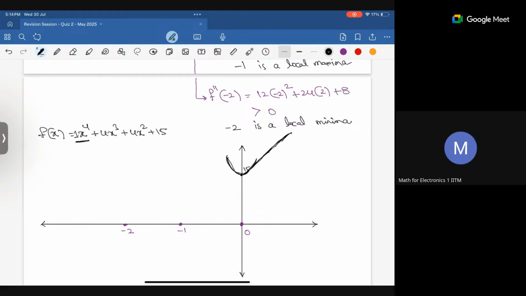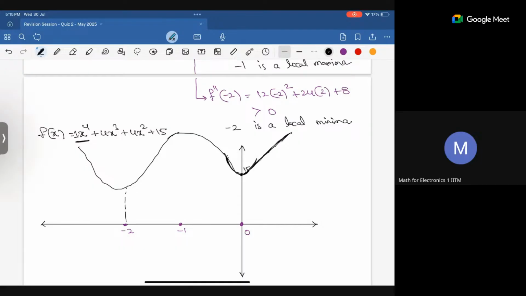This will have a minima, and at -1 we have a maxima. So this will go like this, and till -1 it will just increase, and at -1 it attains its maximum value. Left of -1 it will decrease till -2, and at -2 it will again increase. So this is a rough plot, not the exact plot.